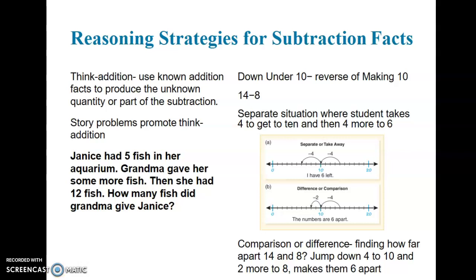Down under 10 is the reverse of making 10, and there are two ways to think about it: separate and comparison. In the problem 14 minus 8, for separate you are taking away 8, so jump down 4 to get 10. Then jump down 4 and the answer is 6. For comparison, you are finding the difference or distance. How far apart are 14 and 8?